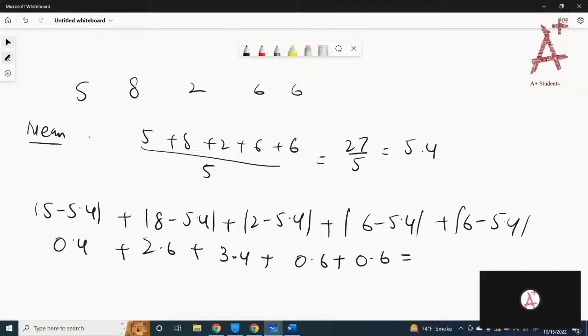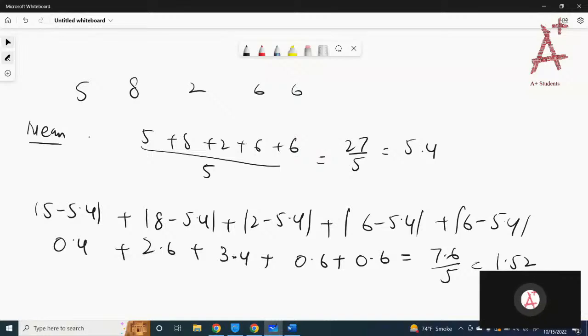Just add them. 0.4 plus 2.6 plus 3.4 plus 0.6 plus 0.6. So it would be 7.6, and divided by 5. So 7.6 divided by 5 is 1.52. That means the mean absolute deviation is 1.52. Got it? Select the correct option and click on the OK button.